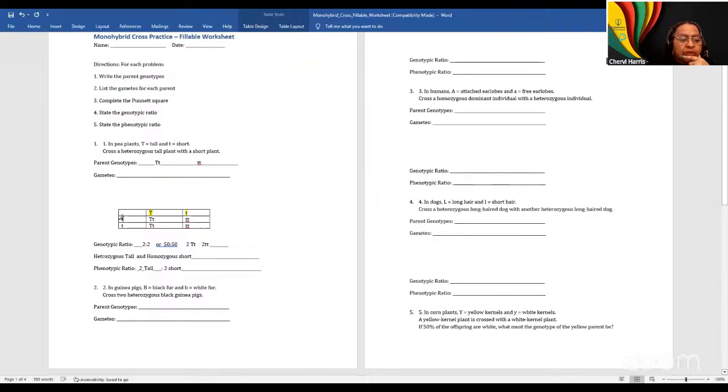So we will have identified our gametes by highlighting them. I've got the yellow at the top for one parent and the green on the side for the other parent. So we've identified the gametes, we've drawn the Punnett square, and we've done the genotypic ratio: 2 to 2, which is 2 heterozygous tall and 2 homozygous short. Again, heterozygous means both letters are not the same. Homozygous means that both letters are the same, and in this case, they are recessive.